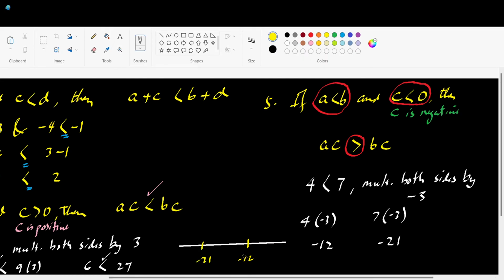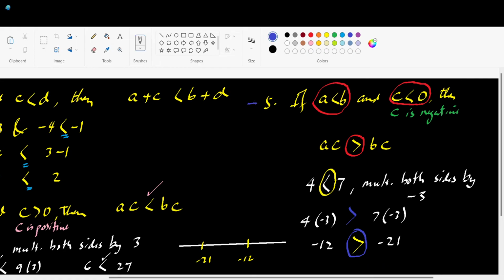Negative 12 is to the right of negative 21. So that means that negative 12 is greater than negative 21. So we see that from the original inequality of less than, it becomes greater than. So the moment you multiply both sides of an inequality by a negative number, make sure that you reverse the sense of the inequality. Alright?